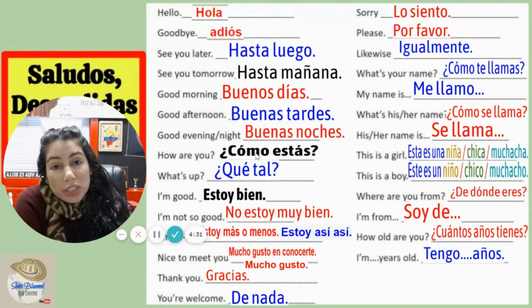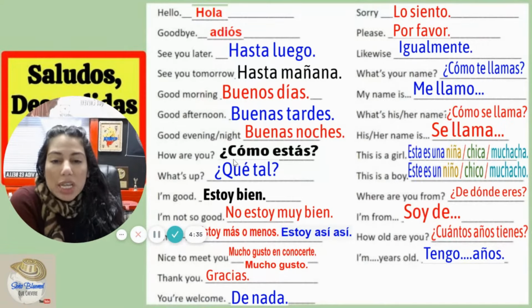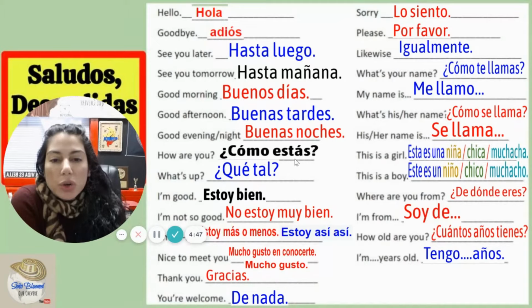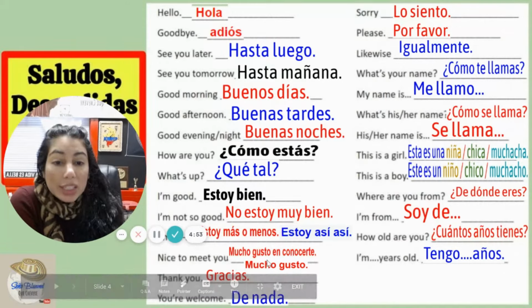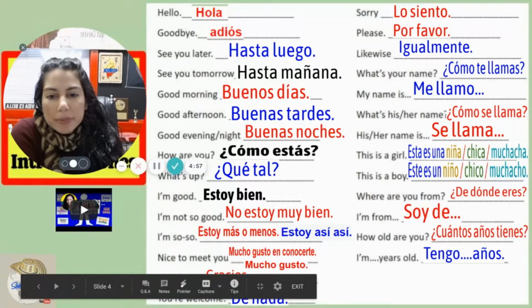And all question words in Spanish have accent marks. So like cómo, which means how, has an accent mark on the O. And cómo estás obviously has an accent mark. So cómo estás, what's up, ¿qué tal? I'm good, estoy bien. I'm not so good, no estoy muy bien.